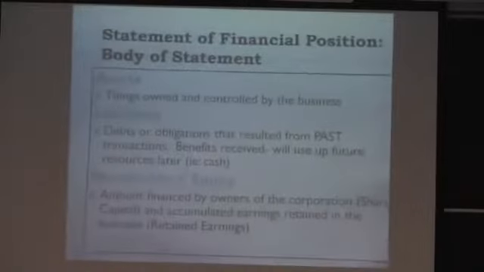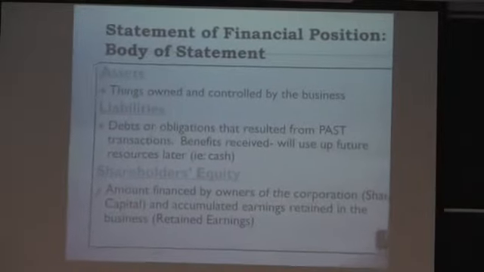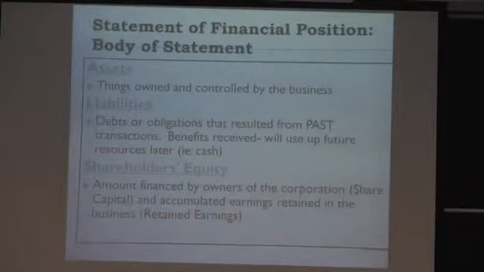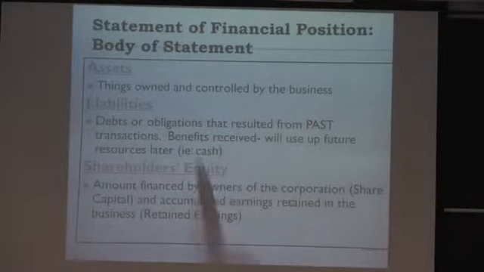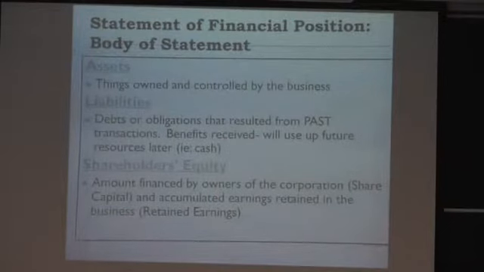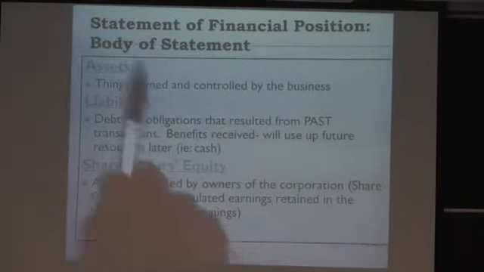First of all, in the statement of financial position, sometimes called the balance sheet, we have essentially three elements. We need to report the assets of a company, and the assets are defined as things the company owns and controls. So the words own and control are extremely important. And that's what we classify as an asset.